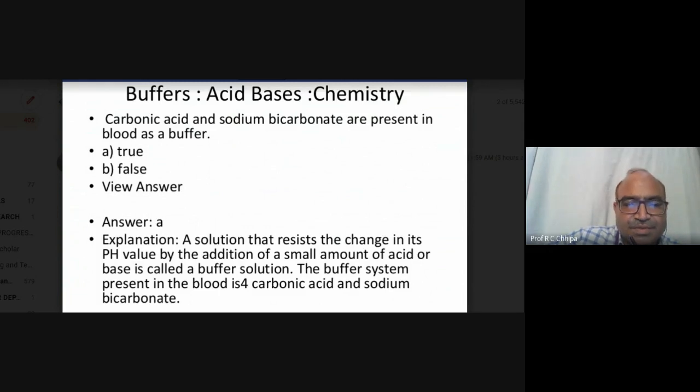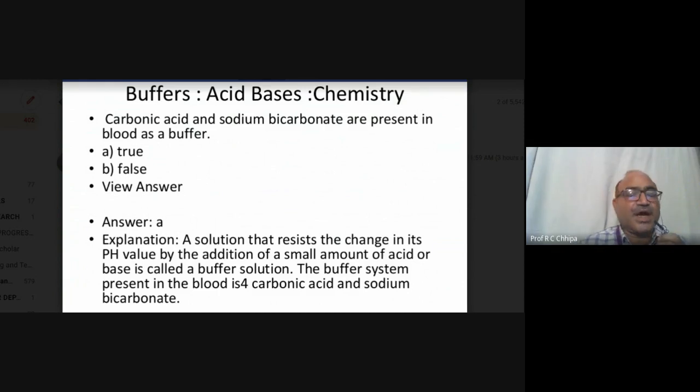We have given different questions, those are multiple choice questions. So we want all of you to give the answer. Carbonic acid, one of the things, and sodium bicarbonate. Can anyone give the chemical formula of carbonic acid and sodium bicarbonate? Both are present in blood as a buffer.